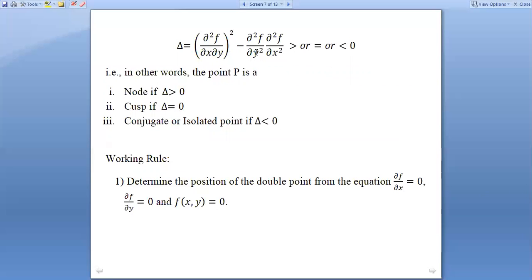So I'll repeat it again. When delta is greater than 0, it is a node. Delta is equal to 0, it is a cusp. And when delta is less than 0, it is a conjugate or isolated point.